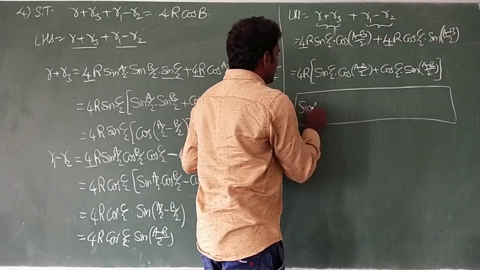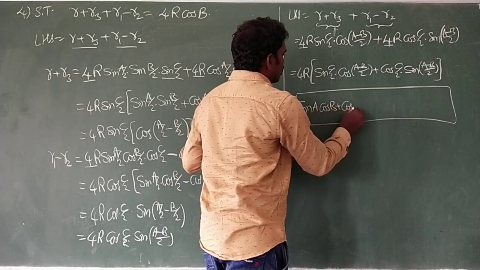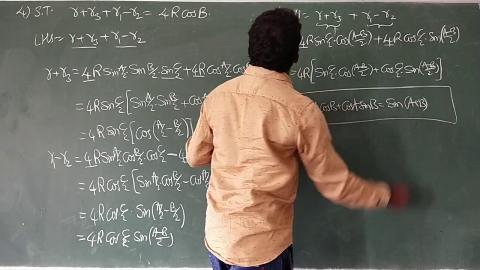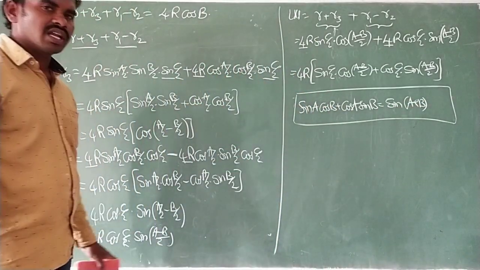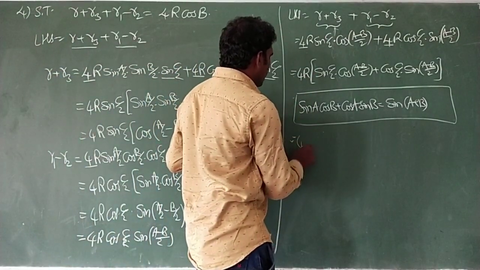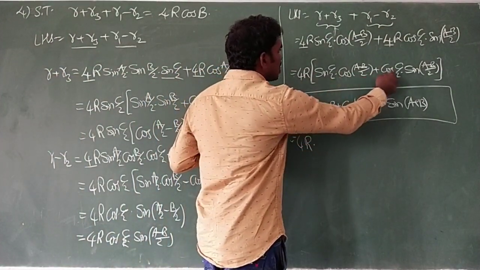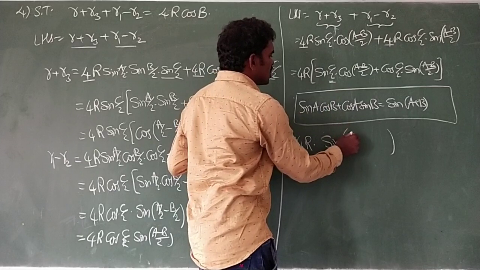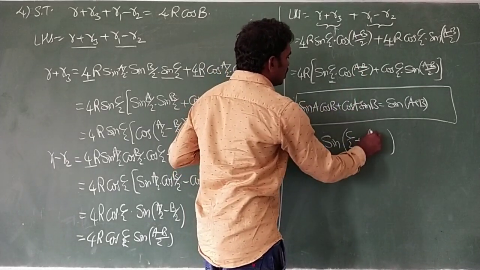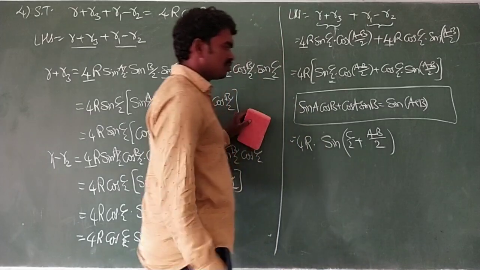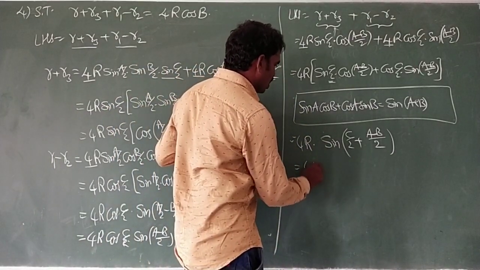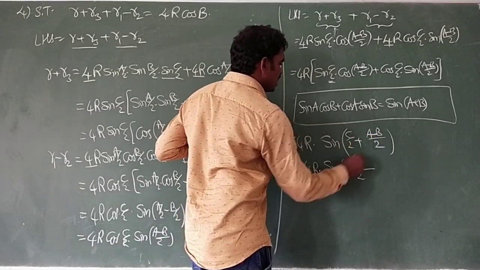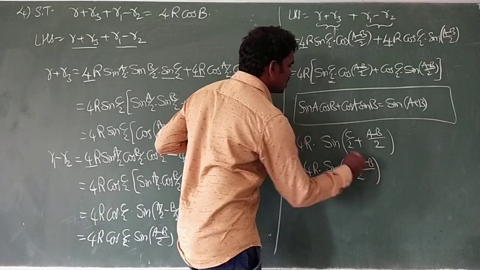So the formula of sin a cos b plus cos a sin b is equal to sin of (a plus b). Am I right? Which is called sin of (a plus b). So it is equal to 4r as it is into sin a cos b plus cos a sin b, which is equal to sin of (a plus b). A means what? C by 2, plus b means what? (A minus b) by 2. Okay? Which is called 4r into sin of 2 is same, c plus a minus b, c plus a minus b.